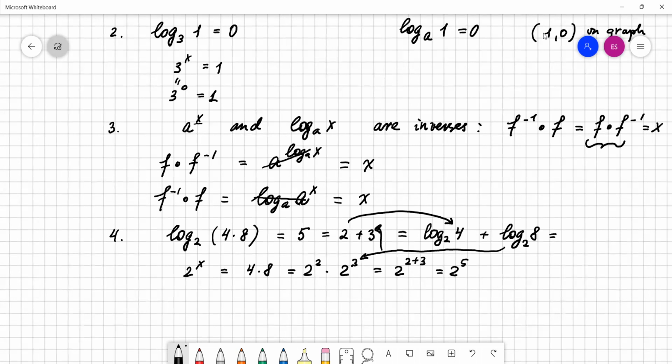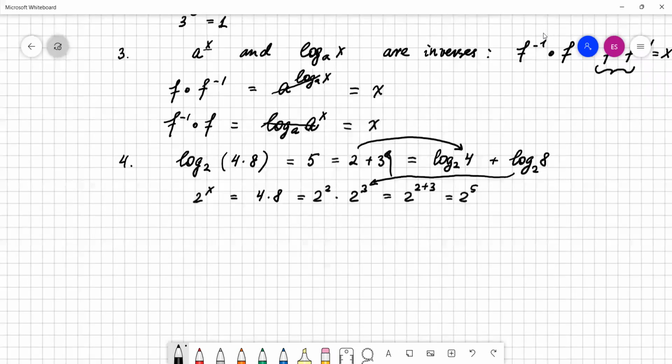So what we can see from this is that you can split a product into a sum of logarithms. For us, it means that logarithm with some base a of x multiplied by y can be represented as logarithm with base a of x plus logarithm with base a of y. So the logarithm of the product equals the sum of the logarithms. A little bit unusual, but we can kind of understand it.